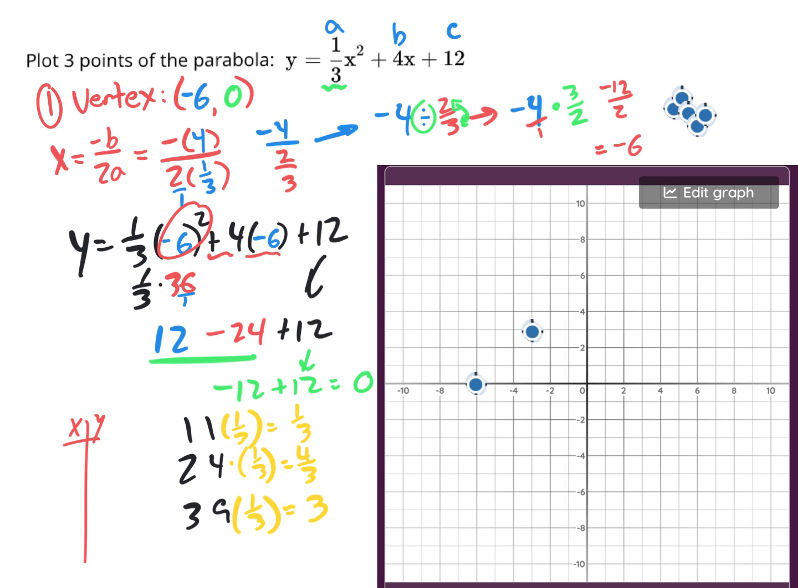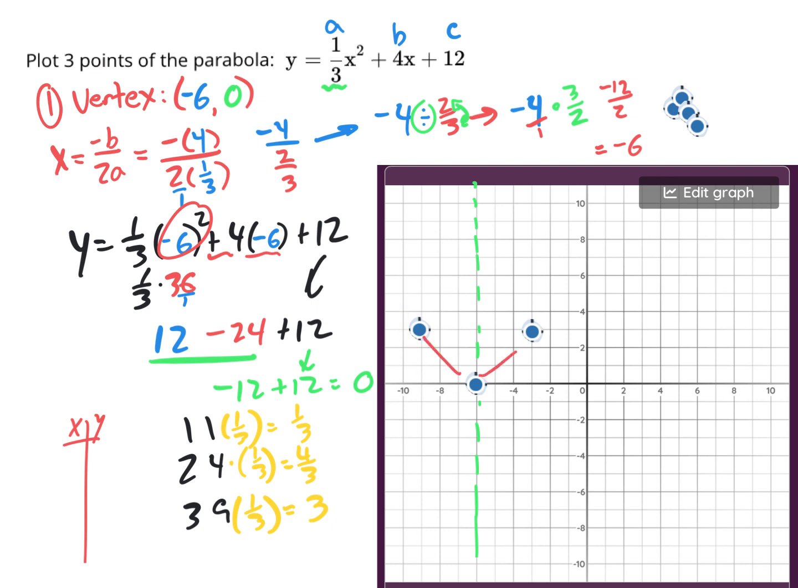All you got to do now is map it over to the other side of the axis of symmetry. The axis of symmetry is that invisible line that goes right through the vertex, and just map it over to the other side. So if your dot is 1, 2, 3 units away, go 1, 2, 3 units away this way. And that's all it's asking for, 3 points. Those are 3 points. That's our parabola.